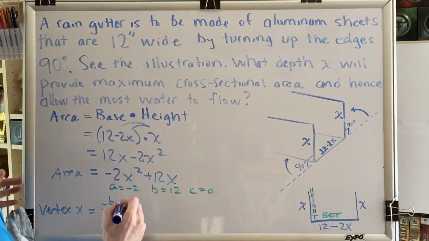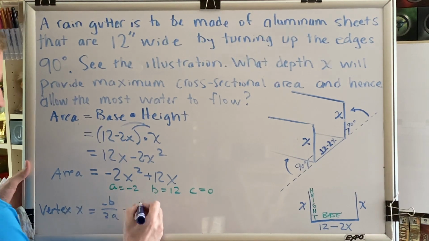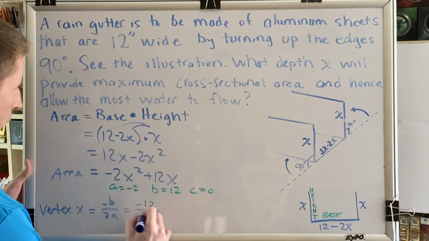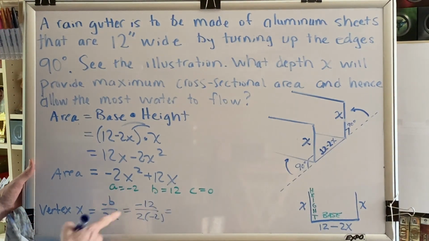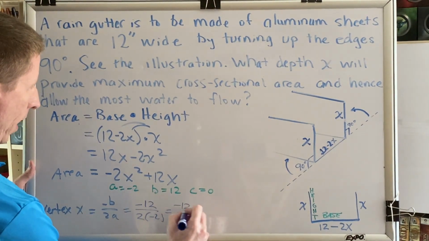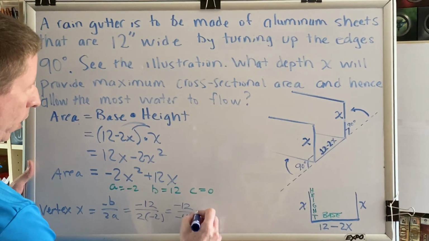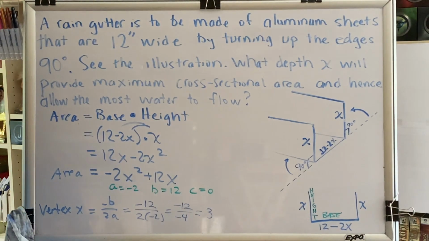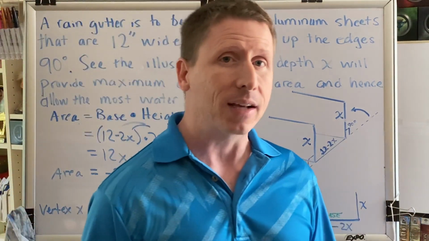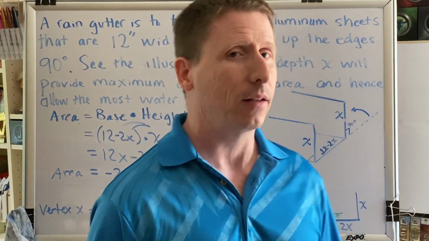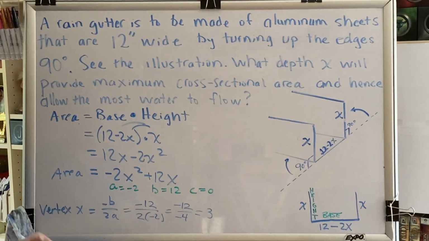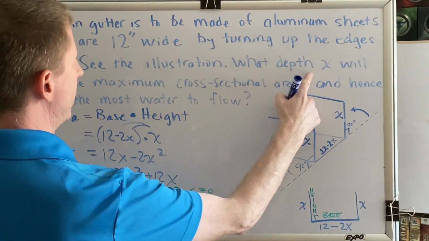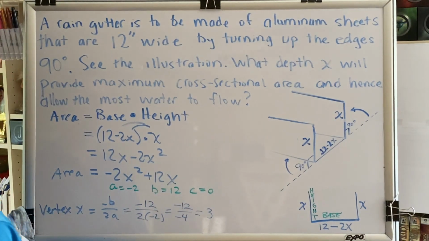All right, so we plug into our formula. So opposite b would be opposite 12 over 2 times a, which we'll write as 2 times negative 2. So at the top, we have negative 12. At the bottom, we have negative 4. We divide and get 3. This is the value of x that will give us the maximum cross-sectional area and hence allow the most water to flow. Now, this answers the question, what depth x will provide the maximum cross-sectional area?